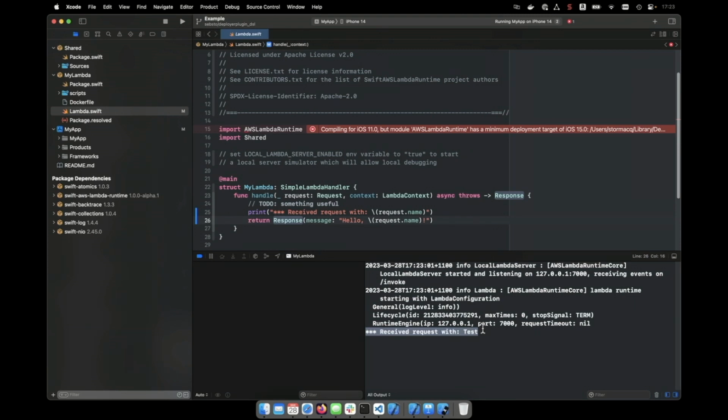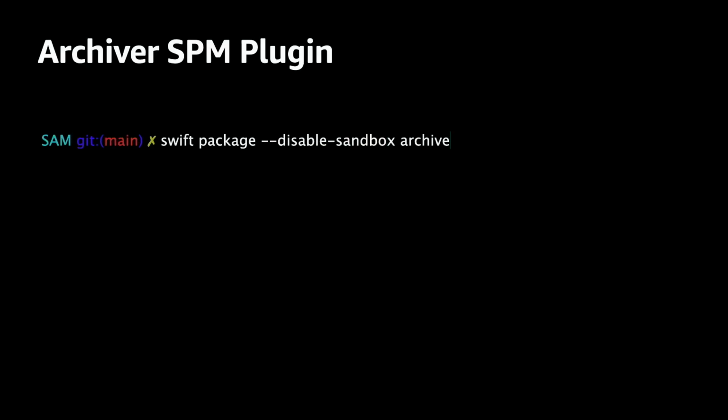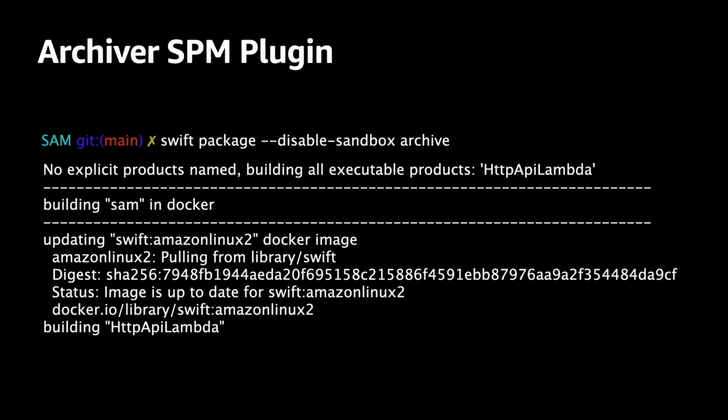Okay, now you have your Lambda function. It works on your laptop. That's the first step. So how are you going to package and deploy that? The answer lies in SPM plugins, Swift Package Manager plugins. So what is a plugin? It's a construct from the Swift Package Manager that allows developers to create additional commands that the user of the framework can use to do additional tasks on top of building, testing, and deploying.